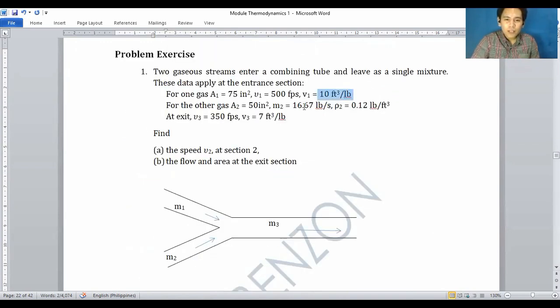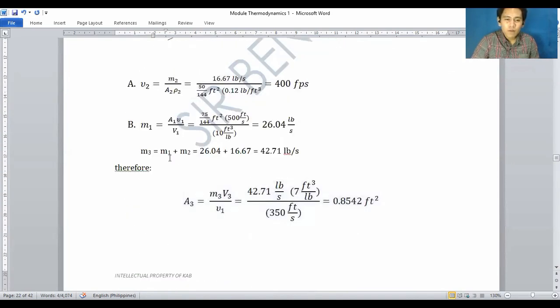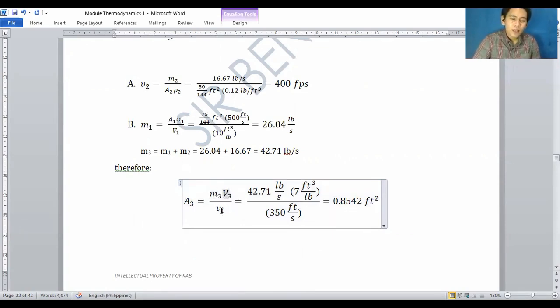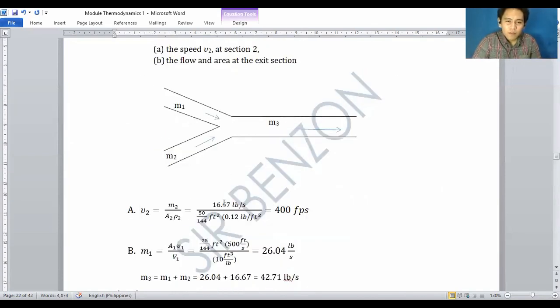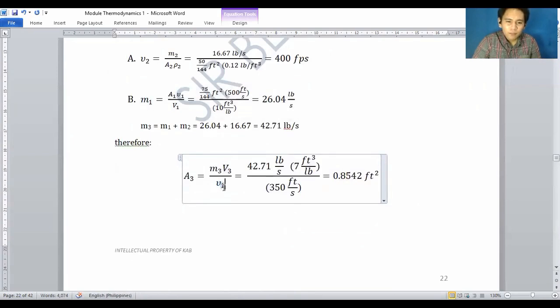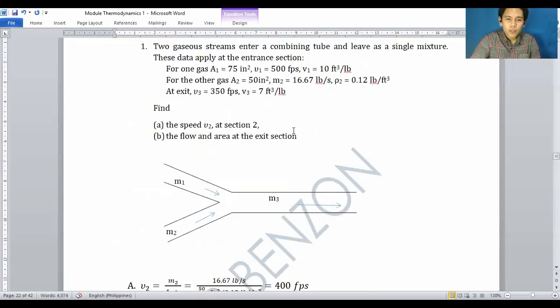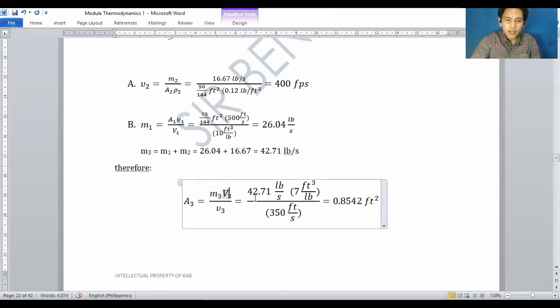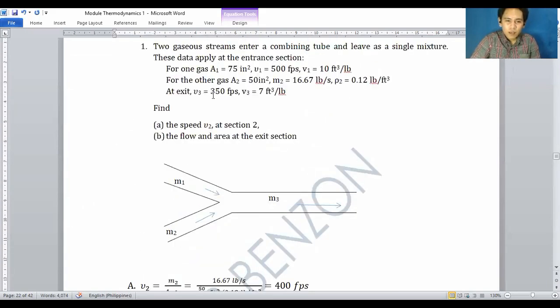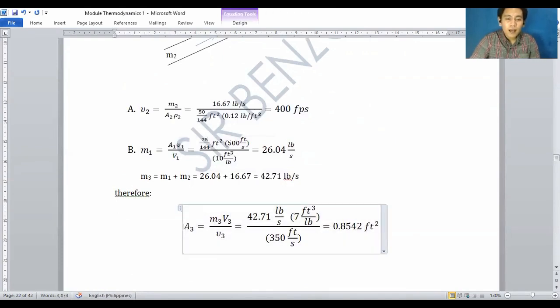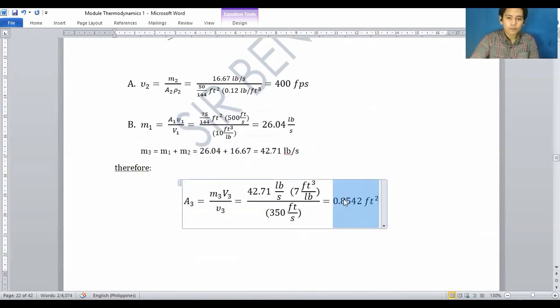Now, we have also mass 2. Mass 2 is 16.67 pounds per second. So therefore, mass 1 plus mass 2 is equal to mass 3. For us to obtain an area, the parameters are mass 3, volume 3, and the speed 3. We are given speed 3, which is 350. The mass 3 is 42.71, and the volume is 7 cubic feet per pound, over its velocity, which is 350 feet per second. Summing it up, evaluating and simplifying, we yield 0.8542 feet squared. So therefore, this is the area at the exit section.